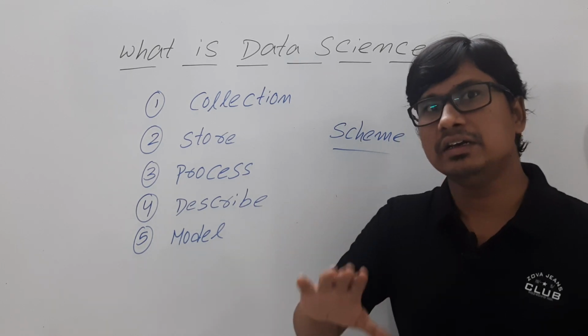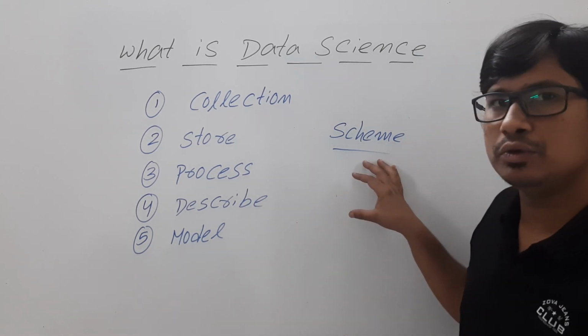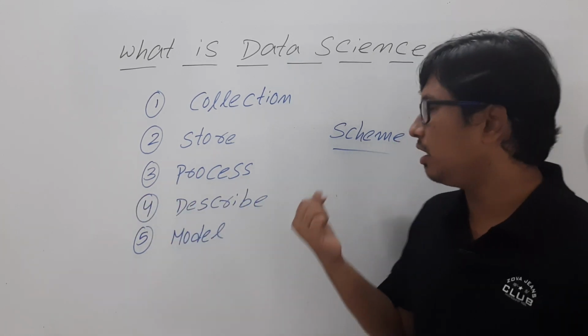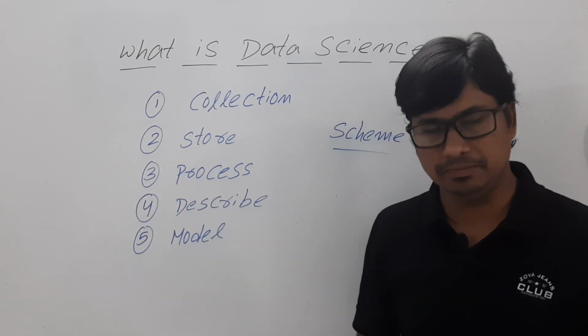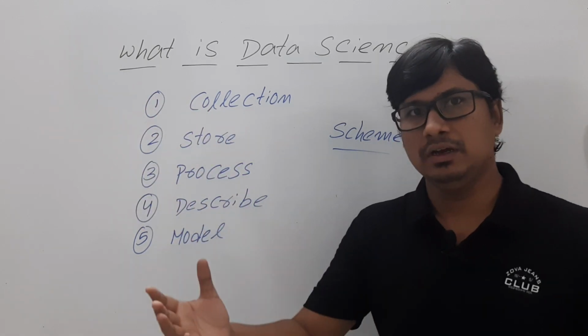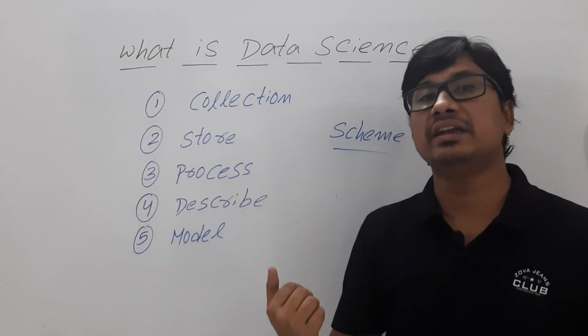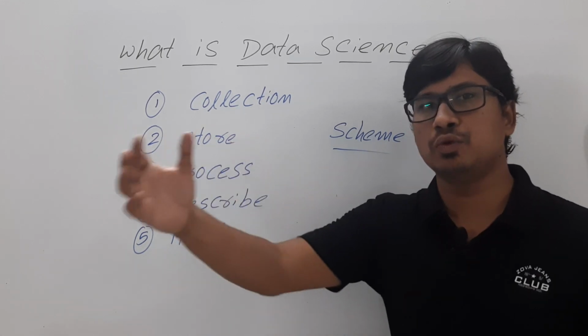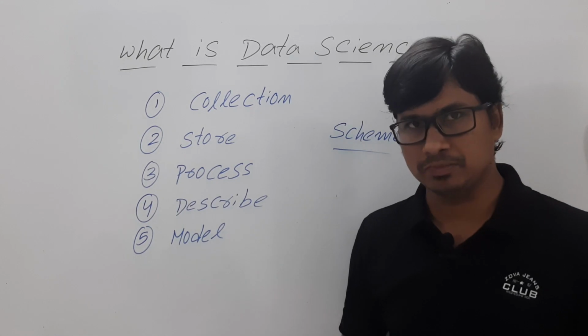Now the data is available because you want to know what percentage of the people are happy with the government scheme. Now the data is available on various platforms. Now you need to collect that data. You need to write some code to scrape the data from various platforms.